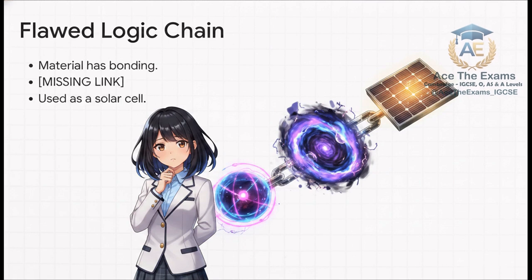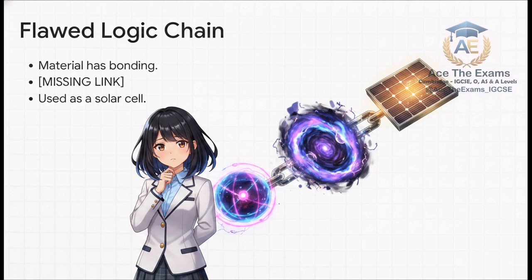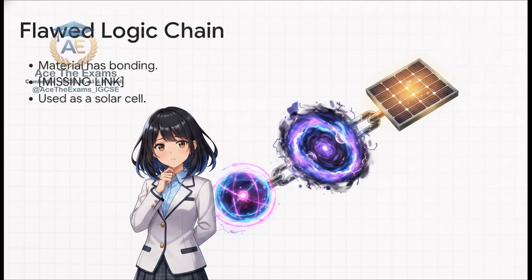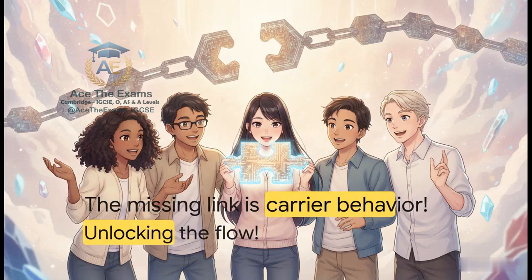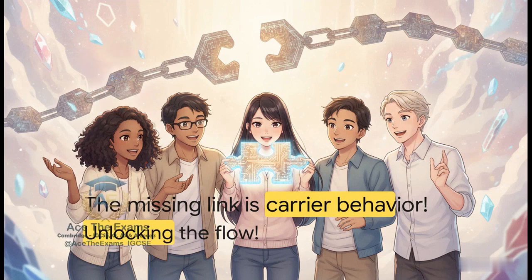Point 1, the material has specific bonding. Point 2, well, that's the missing link. Point 3, therefore it is used as a solar cell. Take a second. What massive conceptual leap did the student just make? What is supposed to go in that middle spot? If you grabbed your metaphorical red pen, you should be circling that gap and writing carrier behavior.